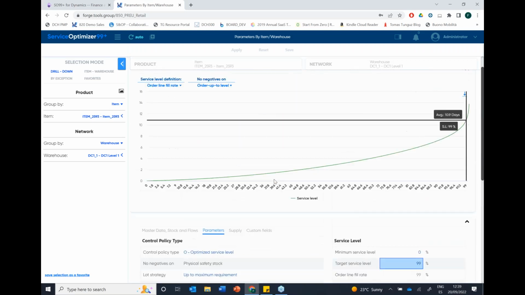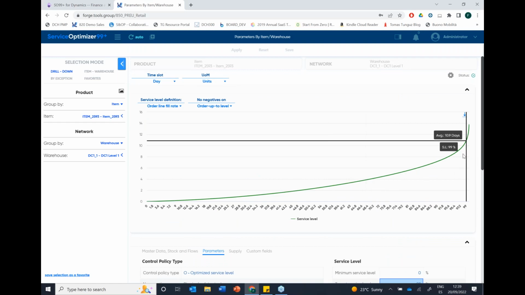This is a very powerful optimization tool that can be performed both at a single SKU and location level, but of course at an aggregated level as well. So we can set performance targets for groups of products, and those will be split down all the way to the SKU and location combinations.